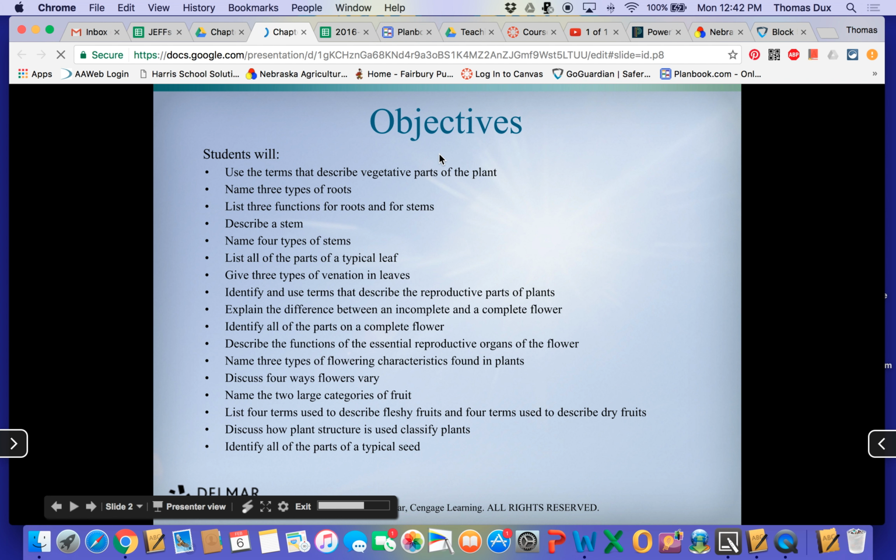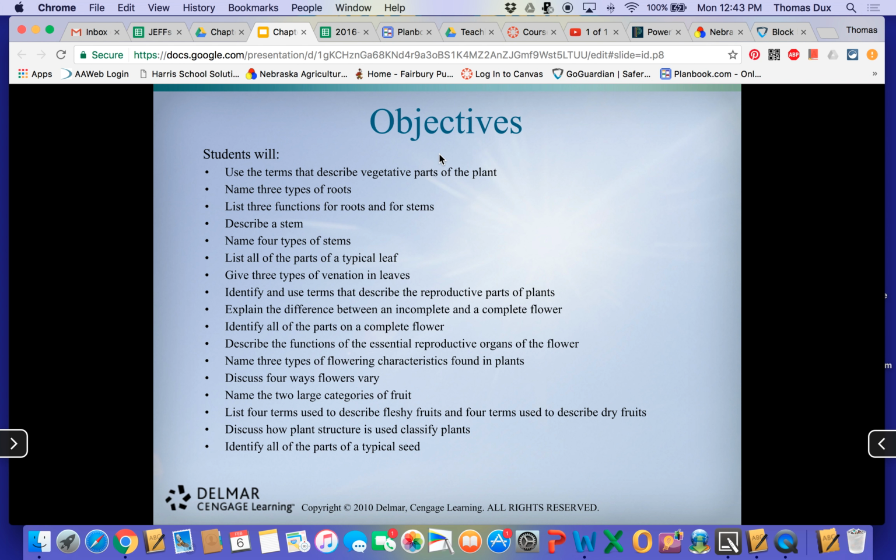There we go. We are going to be talking about stems today. Go back to our objectives. 3 functions of roots. Anybody remember what 3 functions of roots are? Anchor the plant. Okay, roots anchor the plant. What else do they do? Absorb water and minerals. And then they also do what though? They can store food, right, for energy.